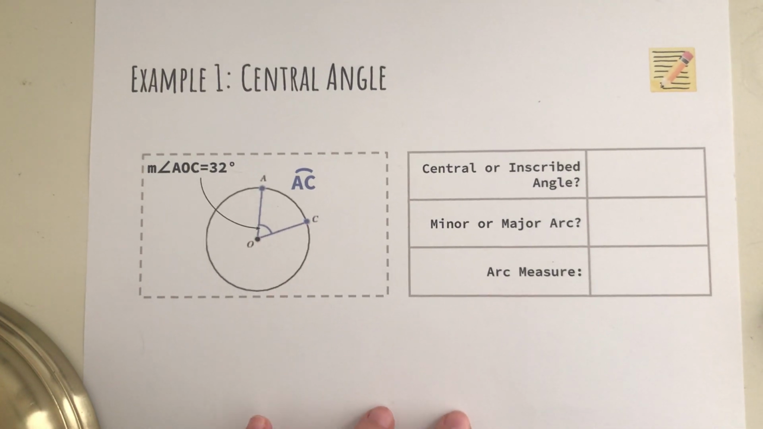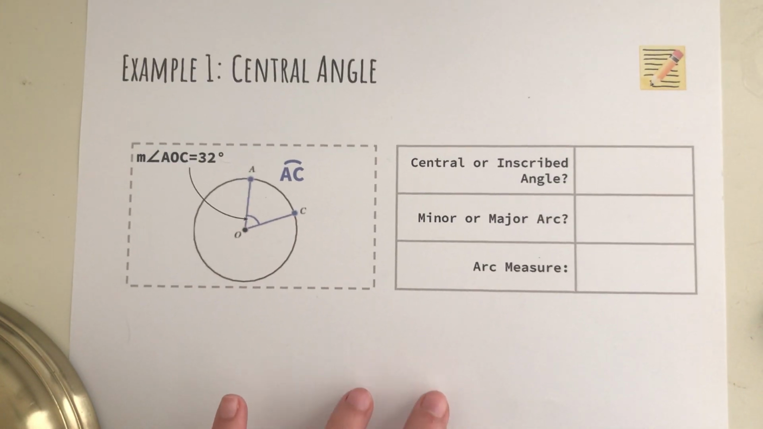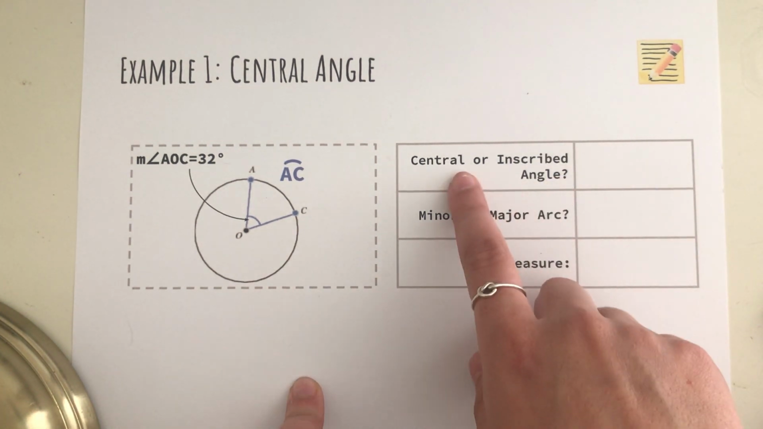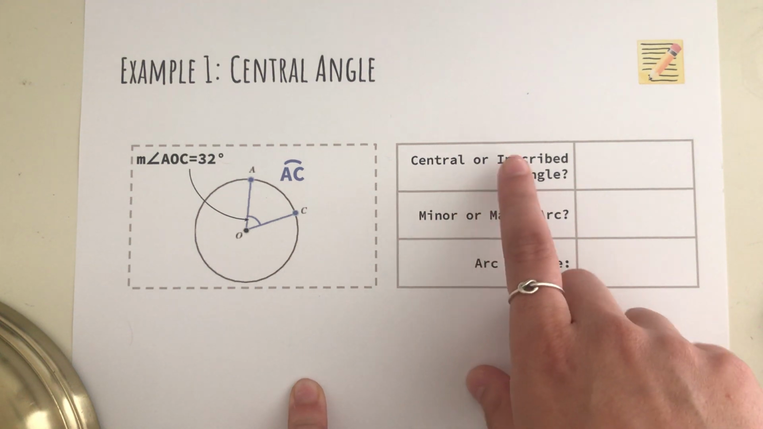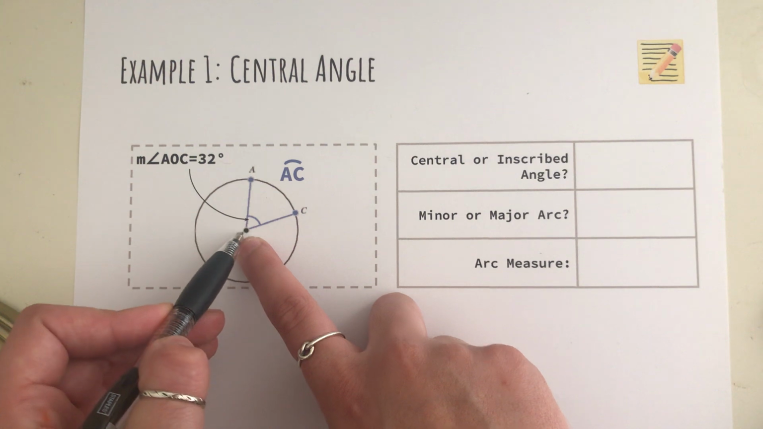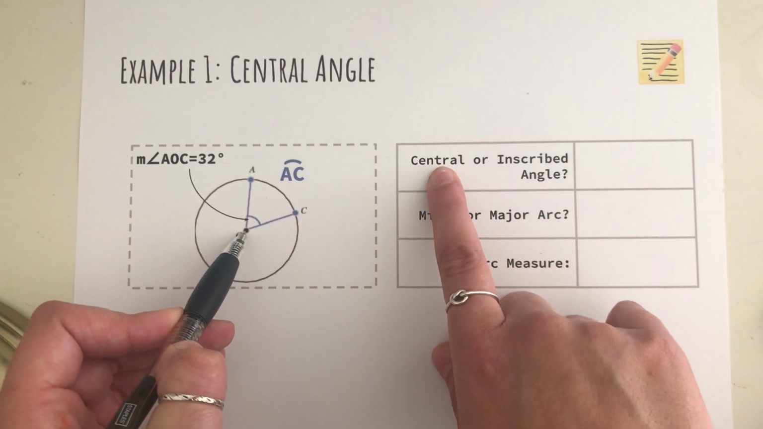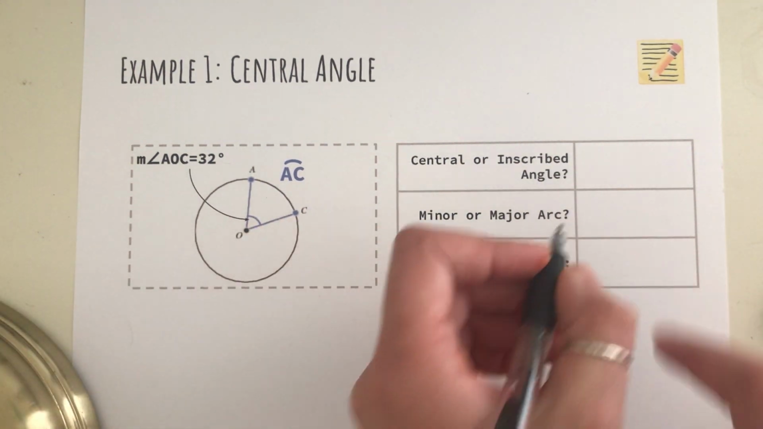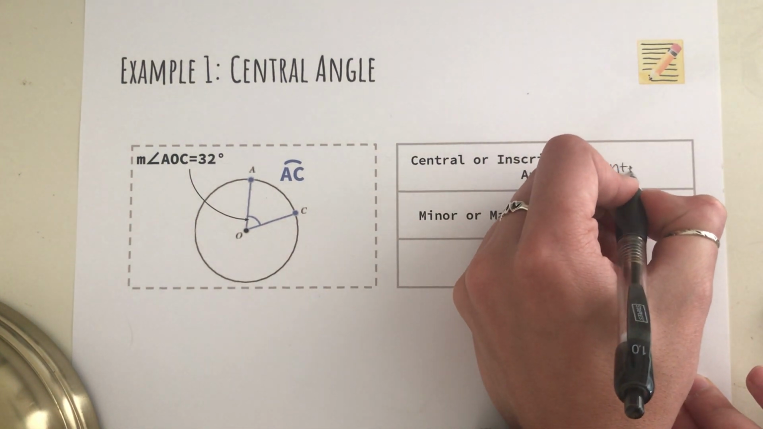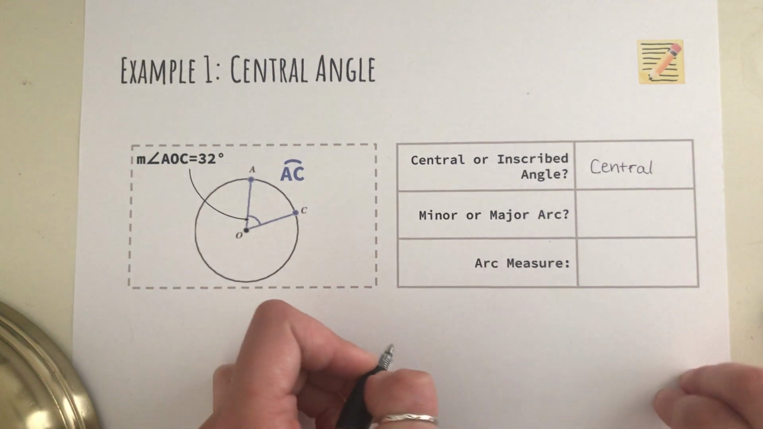Everyone, in this video we are going to run through some examples, applying the knowledge we just learned in our first video, explaining the definitions of what's going on here. So in this picture, I want to first determine whether I'm working with a central or inscribed angle. And I see that the angle is starting right in the center. So remember, center, central. So in this box, I'm writing central, and this is going to be very helpful for you in your task.